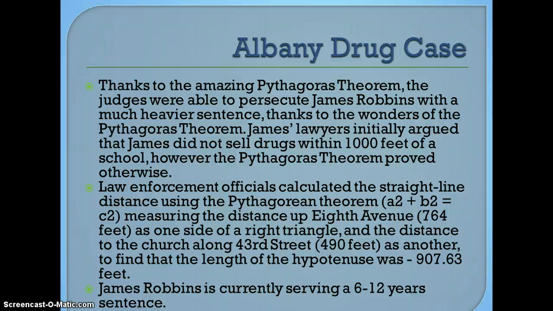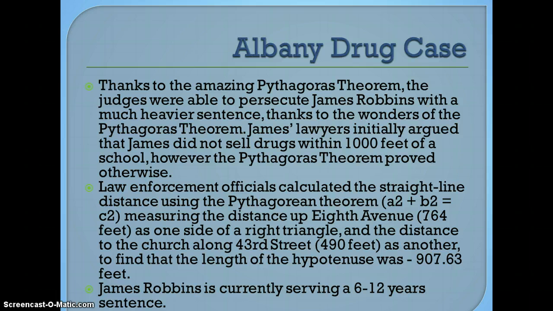Thanks to the amazing Pythagoras theorem, the judges were able to prosecute James Robbins with a much heavier sentence. James' lawyers initially argued that James did not sell drugs within 1,000 feet of a school. However, the Pythagoras theorem proved otherwise.